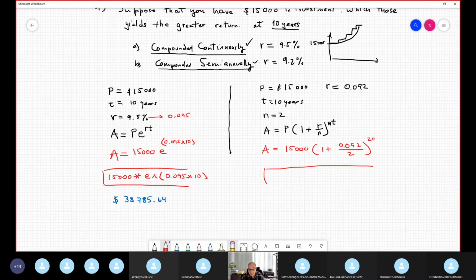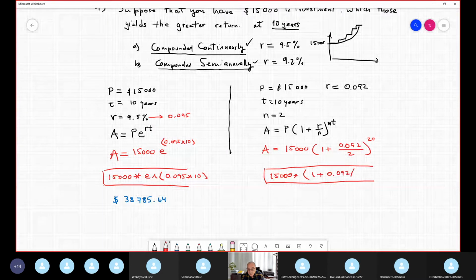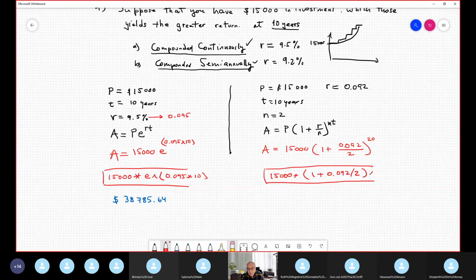How do you put it in a calculator? You put it in the calculator like that. 15,000 times, of course, open the parentheses, 1 plus 0.092 divided by 2, close the parentheses, power 20. This is different because the other is the exponential using the Euler constant, the e. However, this is the classical exponential using only power 20. Okay, you put it in a calculator.